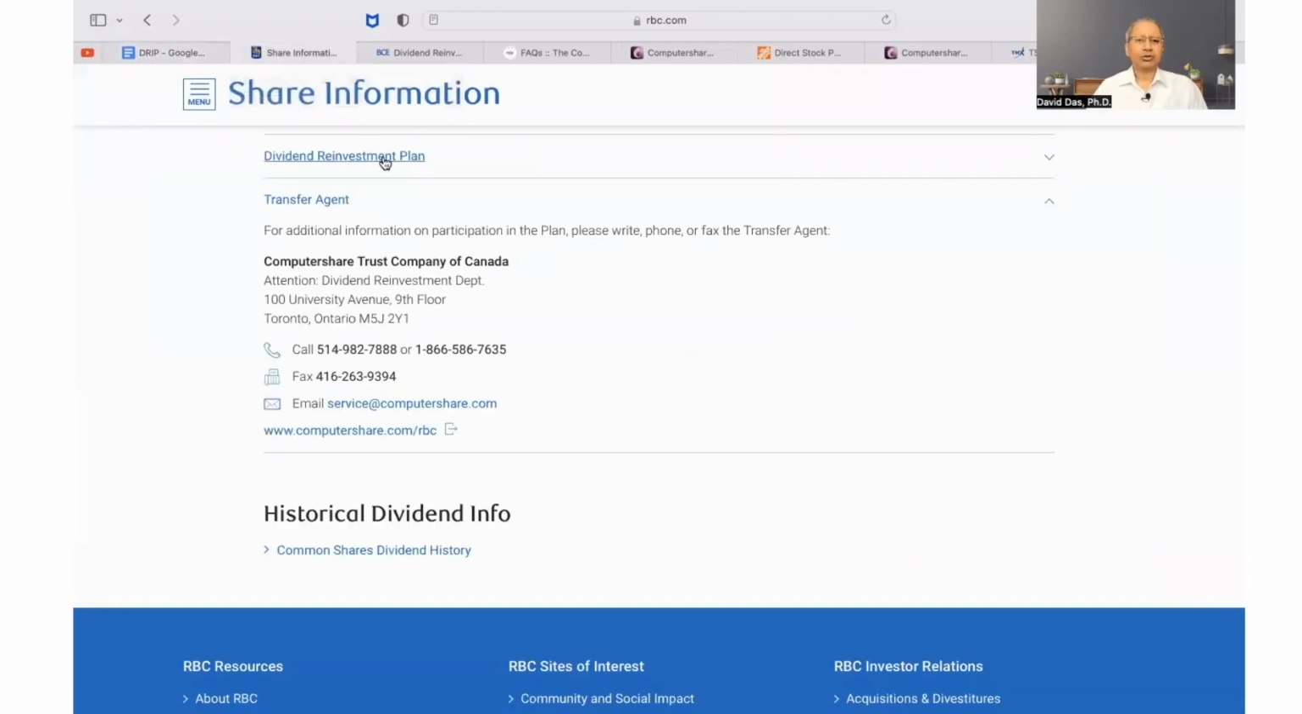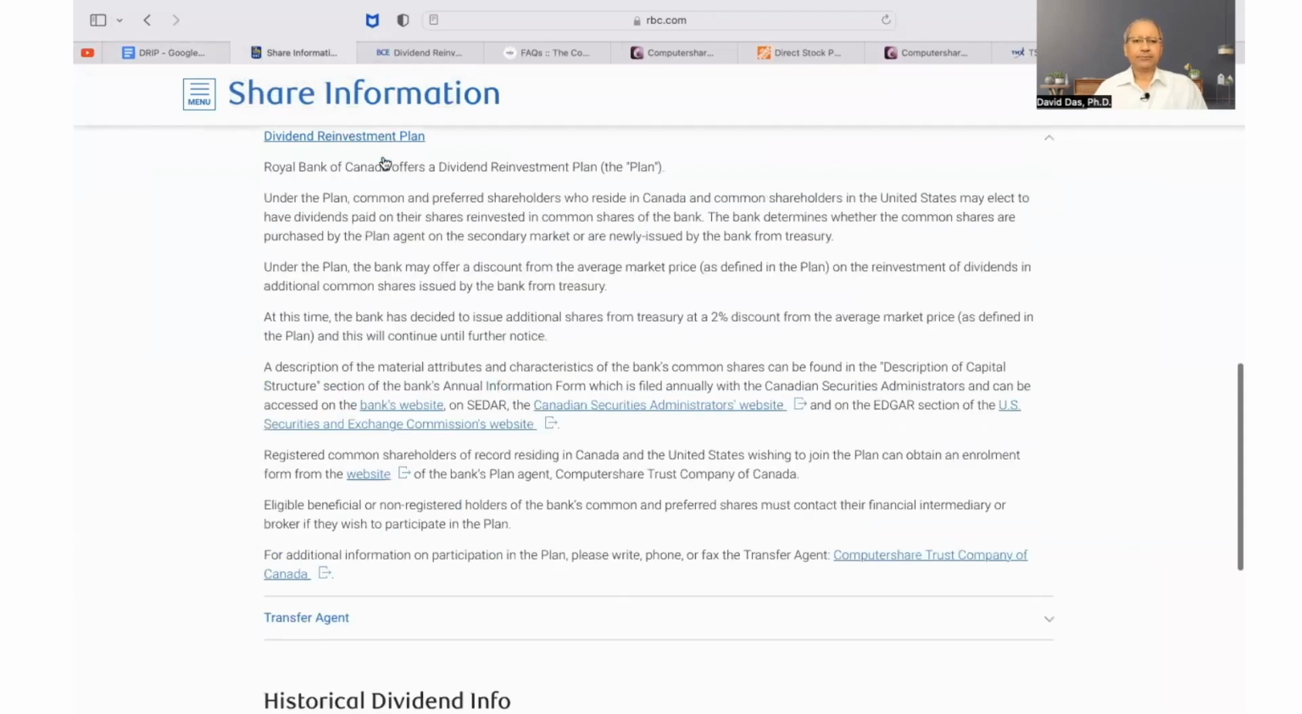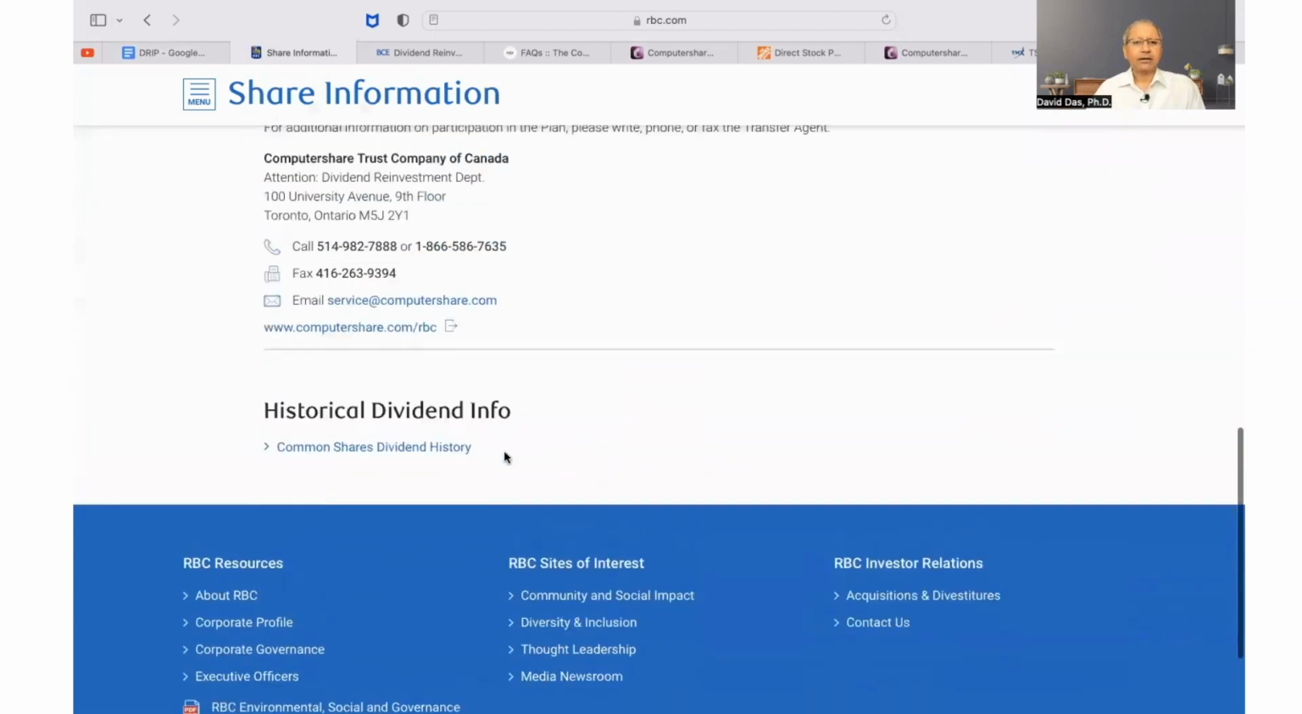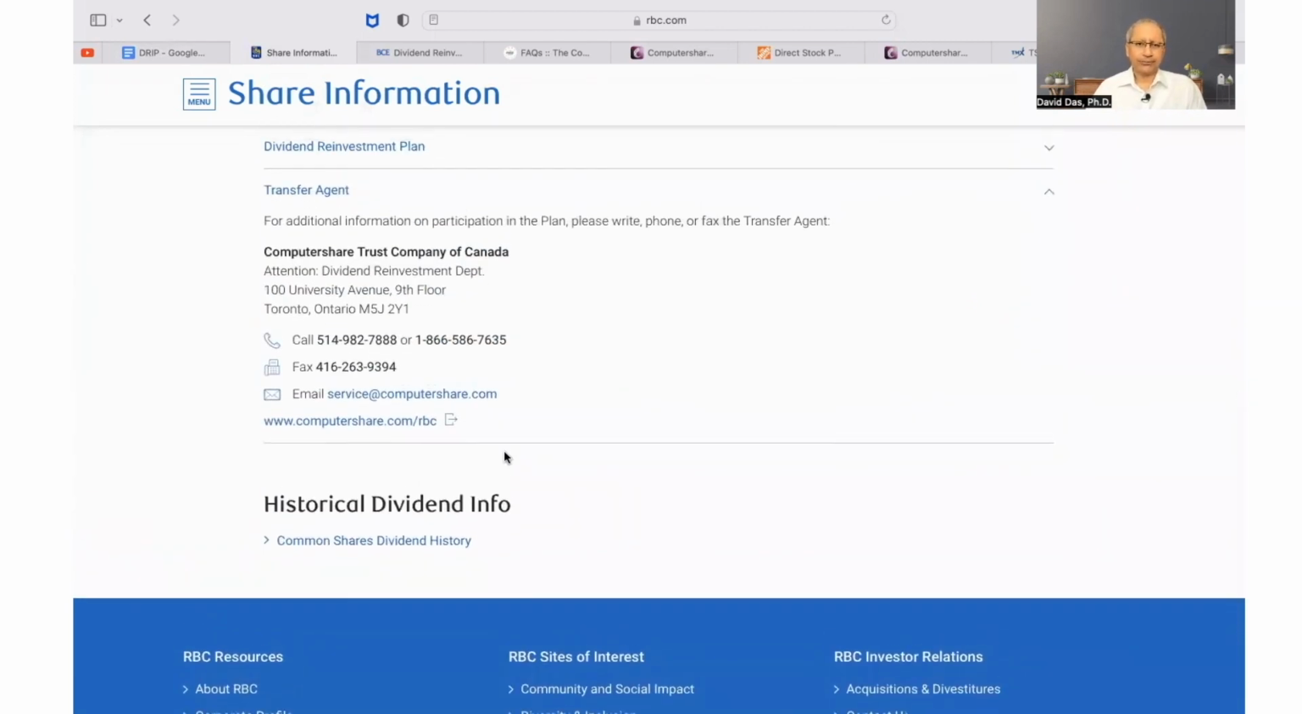If I go to the Dividend Reinvestment Plan, it has all the information you need to know. And you can see here additional shares from treasuries are provided at a 2% discount from the average market price. This is exactly what I was talking about before, that there is an opportunity to buy these shares at a discounted price. But again, it varies from company to company. Then they have a link about the transfer agent, and their transfer agent is Computershare.